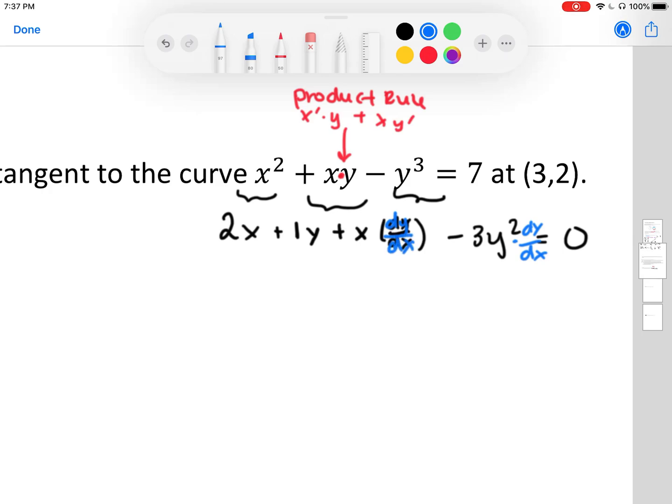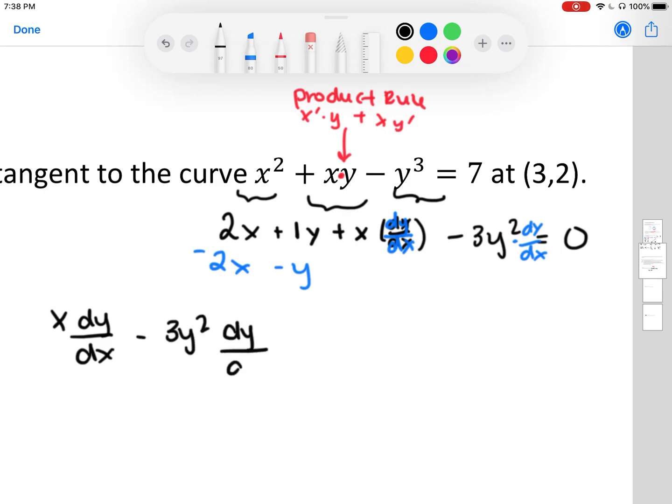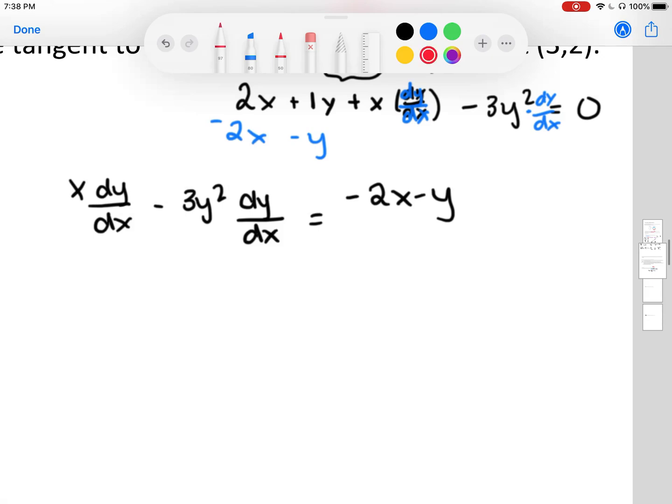Okay, next we want to solve for our dy/dx. So let's get them on the same side. Let's go ahead and subtract 2x and subtract y, so that we have x dy/dx minus 3y squared dy/dx equals negative 2x minus y. And we do this so we can factor out that dy/dx.